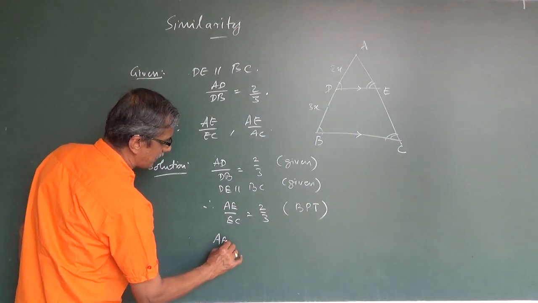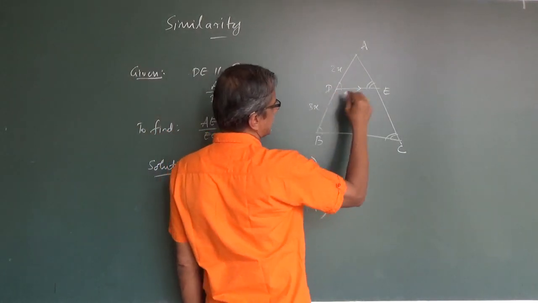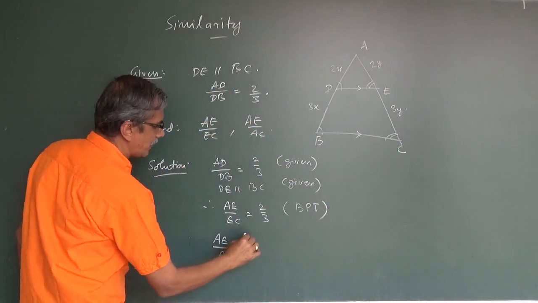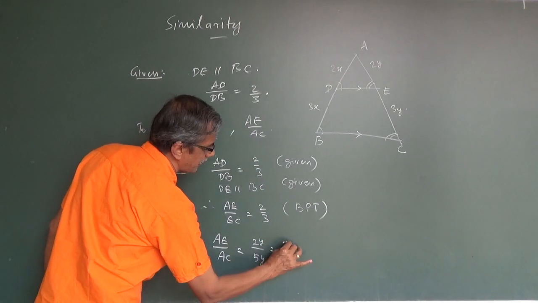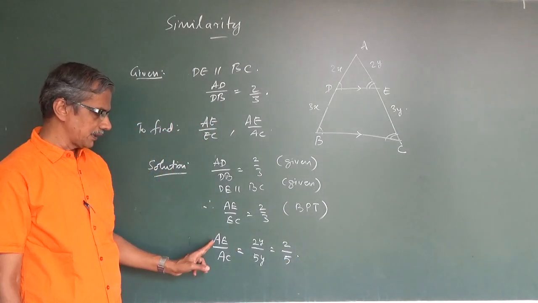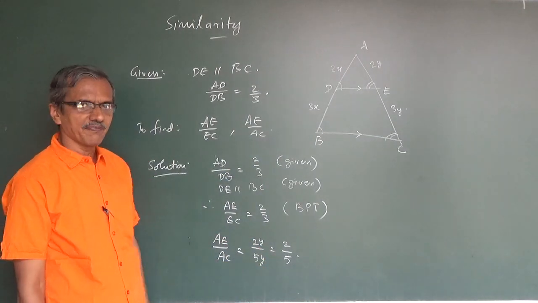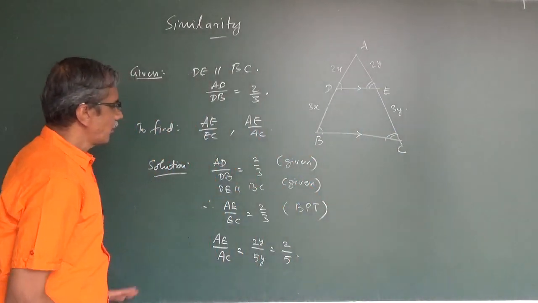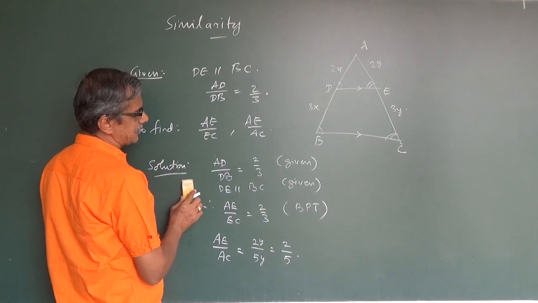Now, AE by AC will be, if this is 2x and 3x, this is 2y and 3y, so it will be 2y by 5y, which will be equal to 2/5. So one thing we have understood. Only for this much you can use the basic proportionality theorem. I am going to erase this.